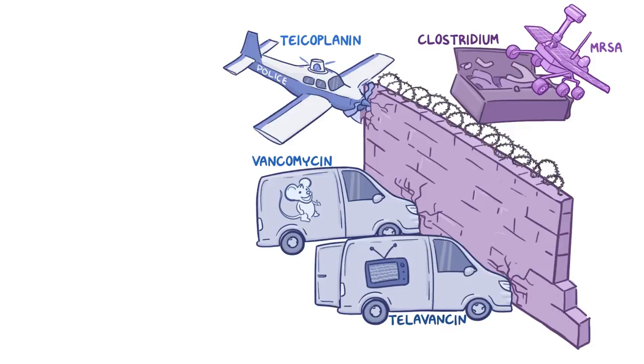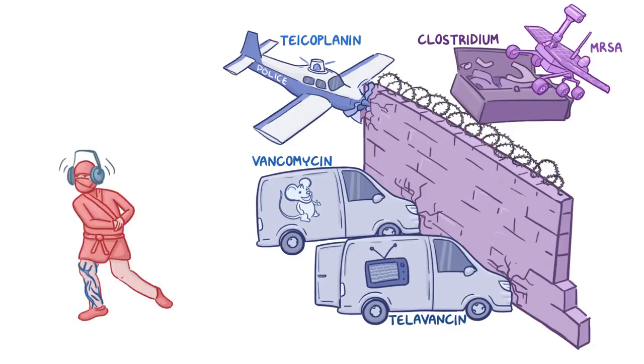For side effects, let's use the driver of the van who's running away from the vehicle. He's dressed in a red ninja outfit to represent Red Man Syndrome. He's wearing headphones that are blasting loud music for ototoxicity. And one of his legs is covered in bulging blue veins for thrombophlebitis. He's also holding his injured flank as he hobbles away to help you remember nephrotoxicity.